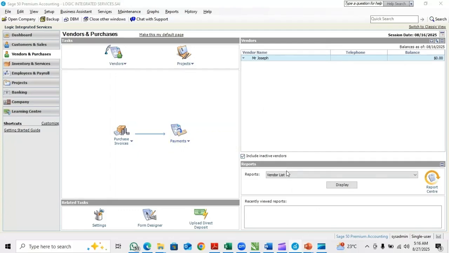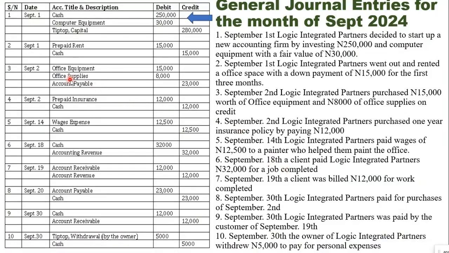In the next one we have office equipment. September 2nd, Logic purchased 15,000 naira worth of office equipment and 8,000 naira of office supplies, all on credit. So we have office equipment, office supplies, and accounts payable. Here we're going to do a purchase invoice, because this transaction is pay later. We didn't pay money here, so we just run a purchase invoice that is yet unpaid.